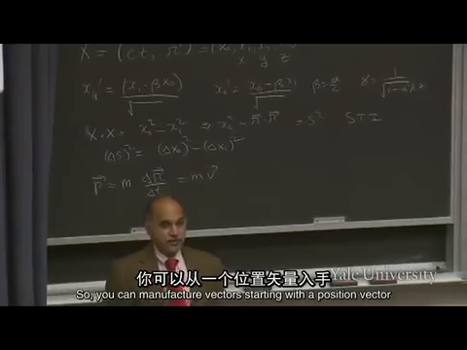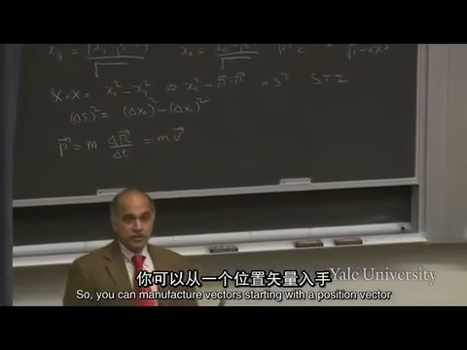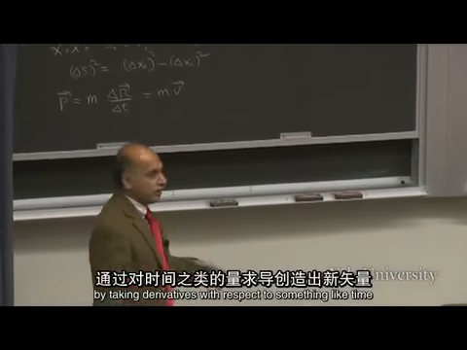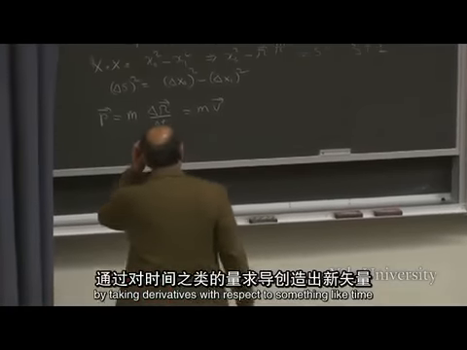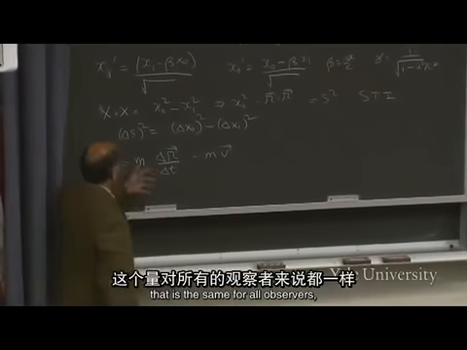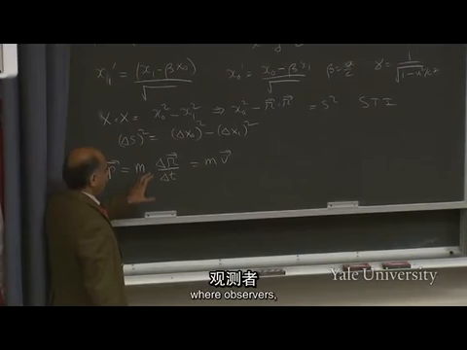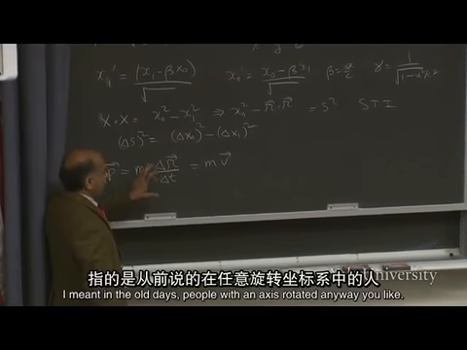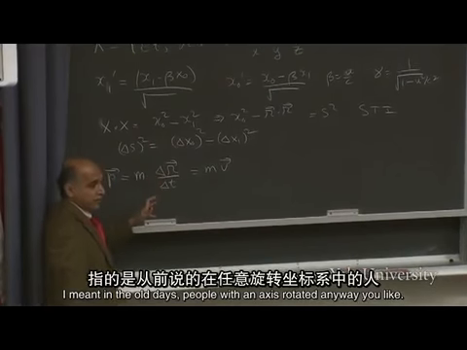So you can manufacture vectors starting with a position vector by taking derivatives with respect to something like time that is the same for all observers. Where observers, I meant in the old days, people with an axis rotated any way you like.